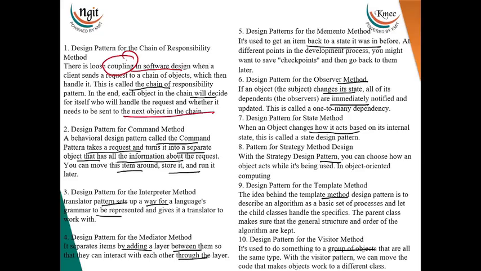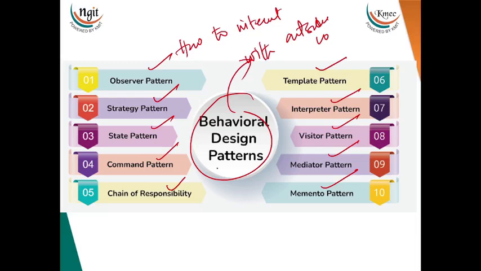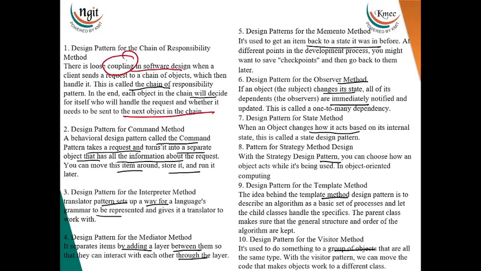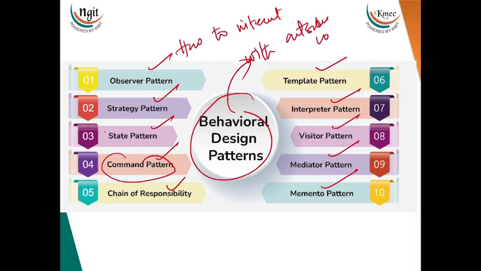Then design pattern for command method. What do you mean by design pattern for command method? This is a command method. What is this one? A behavioral design pattern called command pattern. It takes a request and in turn turns it into an object. You can move this item around, store it and run it later. You can give a command, you can save it, and you can use it for different types of methods. The next part is state pattern, which is available here.